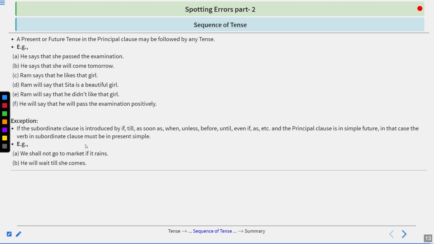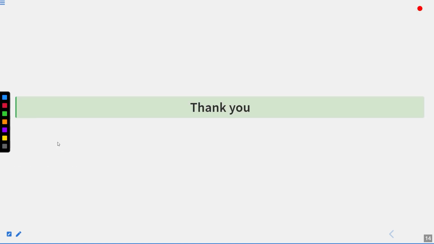He will wait till she comes. In the main clause, we have used future tense, but in the subordinate clause, we have used present tense, the same again. So this is all about this session.